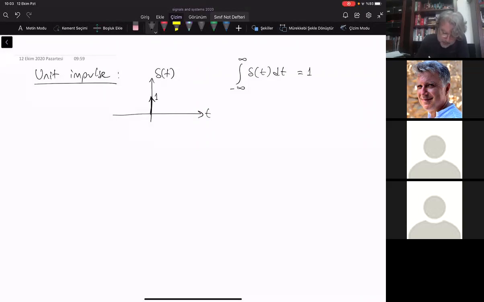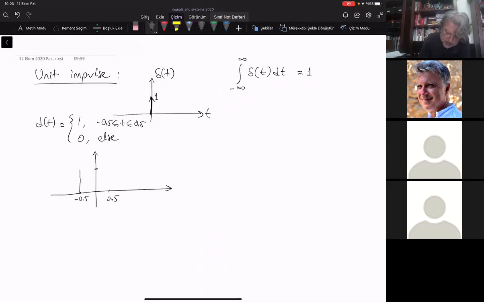The way we come up with it is to start with d of t, which is equal to, let's say, 1 between minus 0.5 and 0.5 and 0 else. So let's use this auxiliary signal d. And when we draw it, it actually looks like this. From minus 0.5 to 0.5, it is 1. So this rectangular box is d of t.